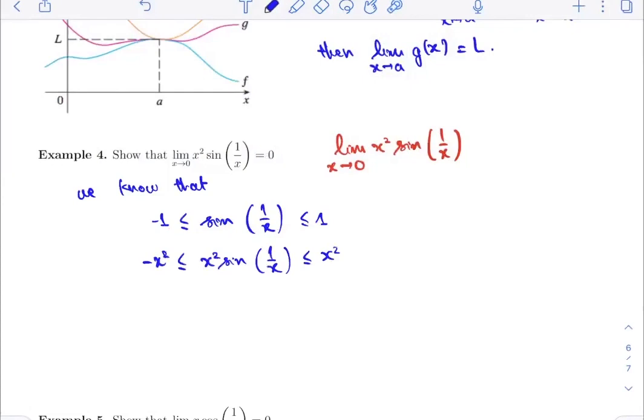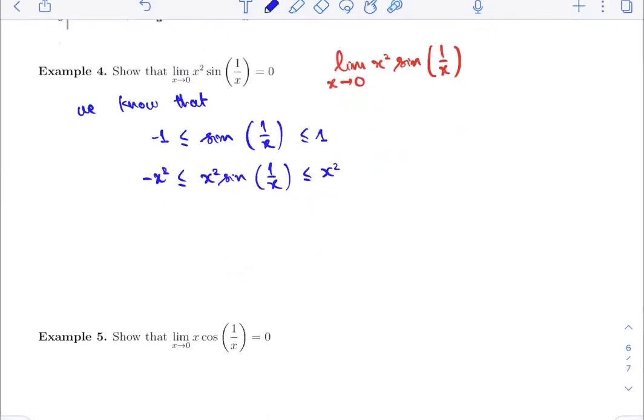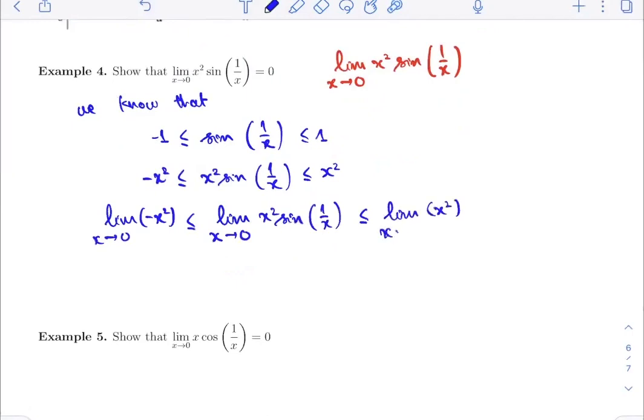Now, in order to find the limit of g of x, I'm going to apply the limit as x approaches 0 to every term in this inequality. That is, I have the limit of -x squared as x approaches 0 less than or equal to the limit of x squared times sine of 1 over x as x approaches 0 less than or equal to the limit of x squared as x approaches 0.